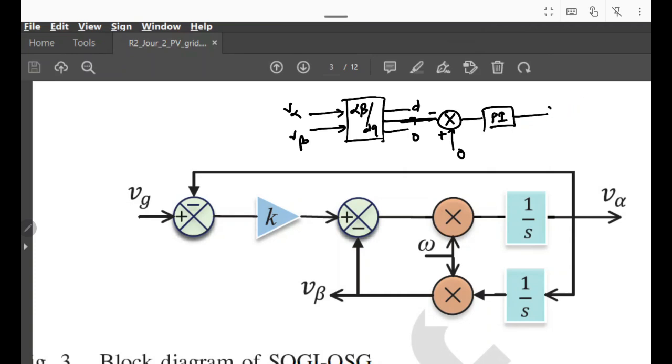This PI controller output is added with the reference frequency, and it is generating the actual frequency, and it passes through the integrator. So this is omega. Integration of the omega will give the theta. And if we know the theta, we can generate the sine theta and cos theta.